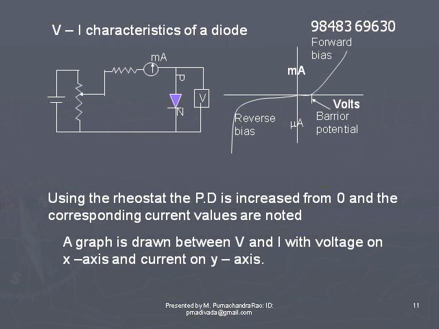Now the graph is as shown in the figure. The graph in the first quadrant represents the forward bias relation between voltage and current. That means the current increases with the increase in voltage.